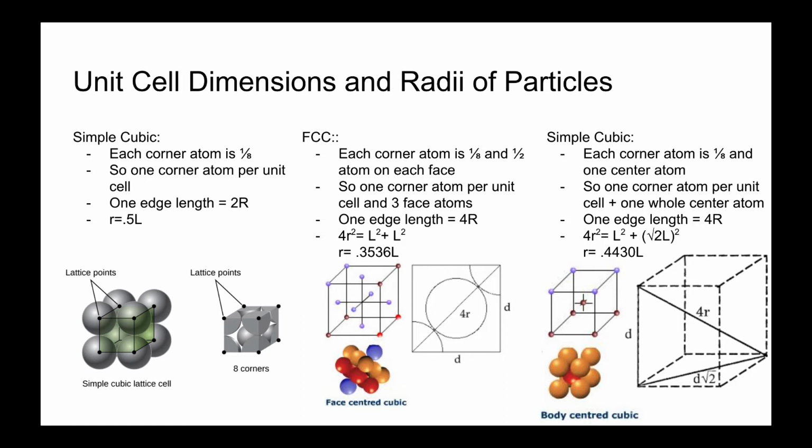However, when we set the radius in terms of L and use the Pythagorean theorem, it's going to look a little different, since we're going to have (4r)^2 for the hypotenuse equals L squared for one of the lengths, and then the square root of 2 times L, squared. And then when we solve this out, it's going to give us r = 0.4330 L for the radius in terms of length.